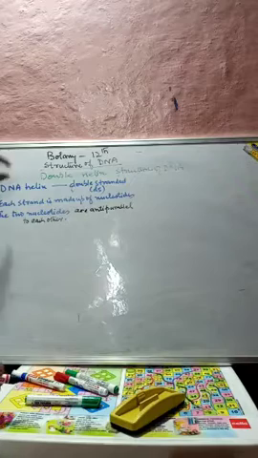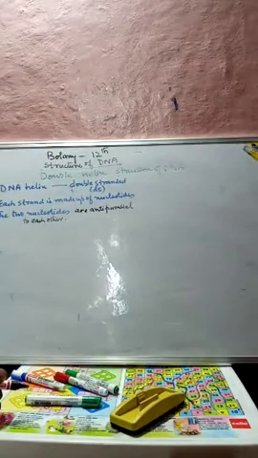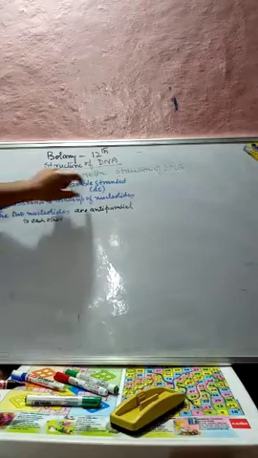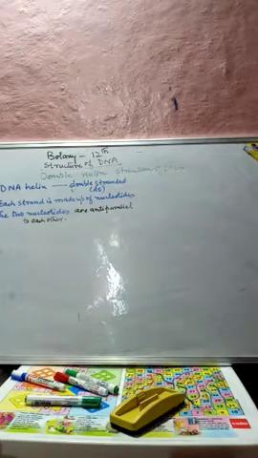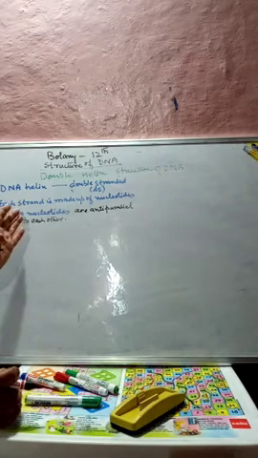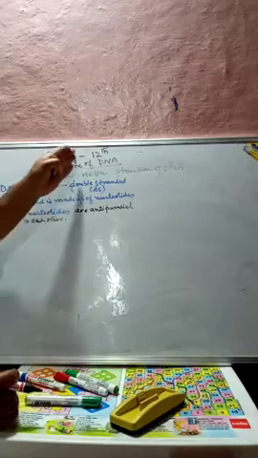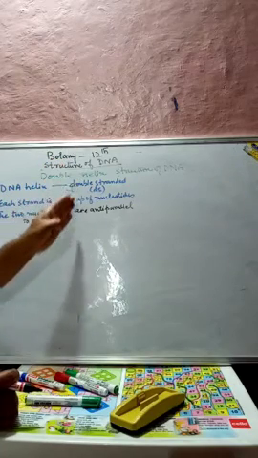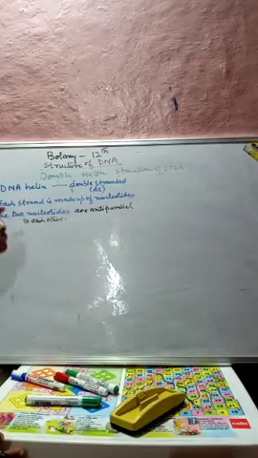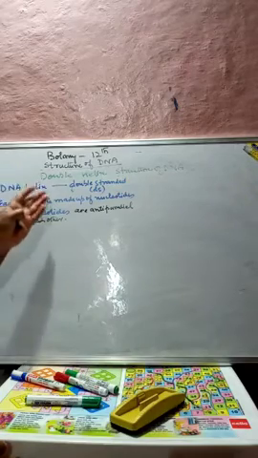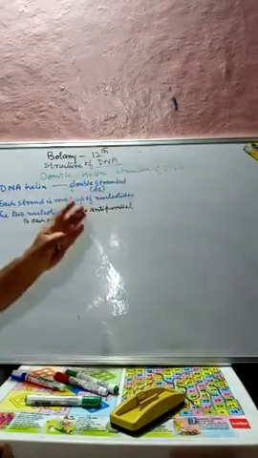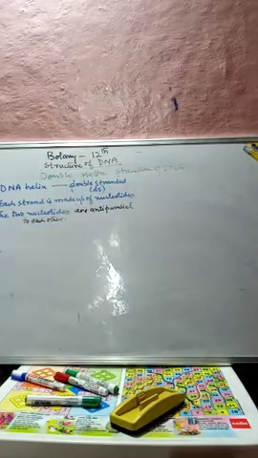First point, DNA helix is double-stranded. Second, each strand is made up of nucleotides. Third, the two strands are anti-parallel to each other. Now, let us talk about what these things exactly mean. I have given you the 3 points. What do these 3 things exactly mean, or how is the structure of this DNA going to be?